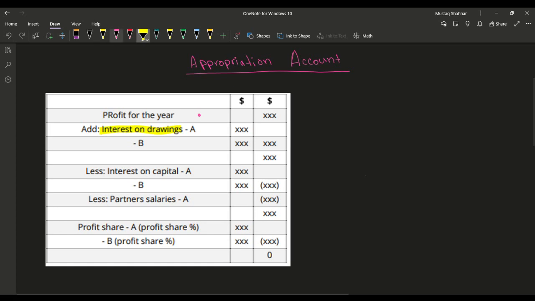Interest on drawings is being added here. When a partner makes a drawing, the business charges the partner some interest.